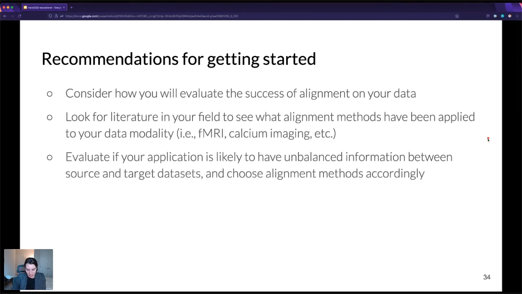And then finally, something that's emerged more recently and is incredibly important is evaluating if your application is likely to have unbalanced information between source and target data sets. If you're working with information where you think you're not going to have a one-to-one correspondence, or even if you think there's a chance that you might not, choosing alignment methods that can handle this kind of unbalancing is really important. And that's something you can test in your data. Once you have this framework by which you're going to evaluate success, you can say, if I allow for unbalancing versus not, how does that change the success of my alignment? What do I differentially learn?